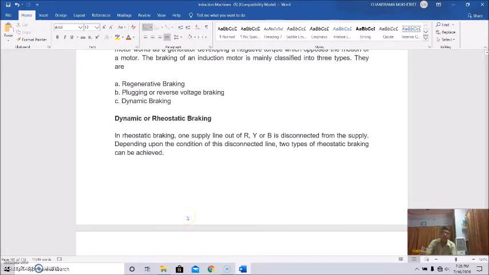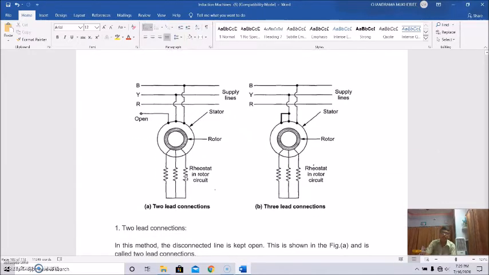In rheostatic braking, one supply line out of the three, that is R, Y, B, is disconnected from the supply. Either R or Y or B is disconnected, so only two supply lines are available. Depending upon the condition of this disconnected line, two types of rheostatic braking can be achieved. The first one is a two-lead connection, and the second one is a three-lead connection. This is the schematic diagram of a two-lead connection, and this is a three-lead connection.